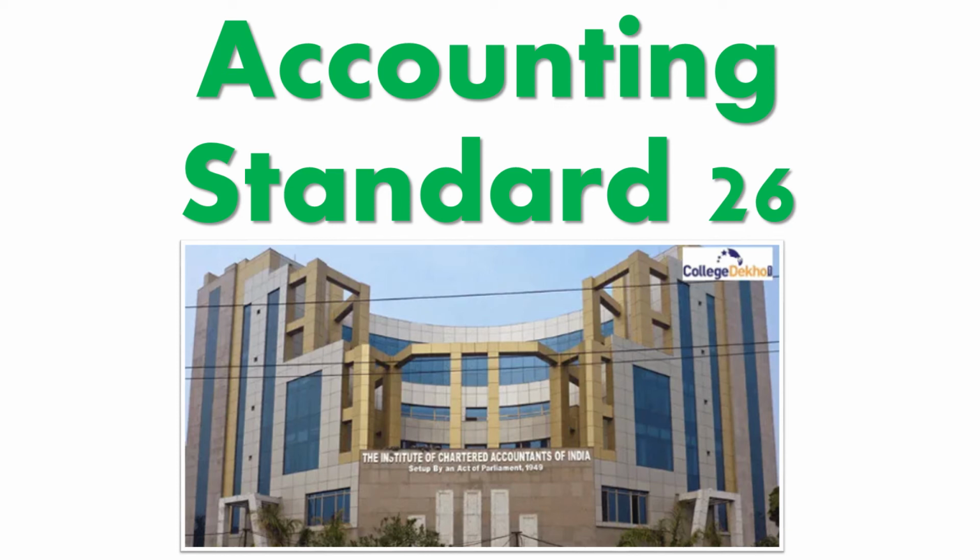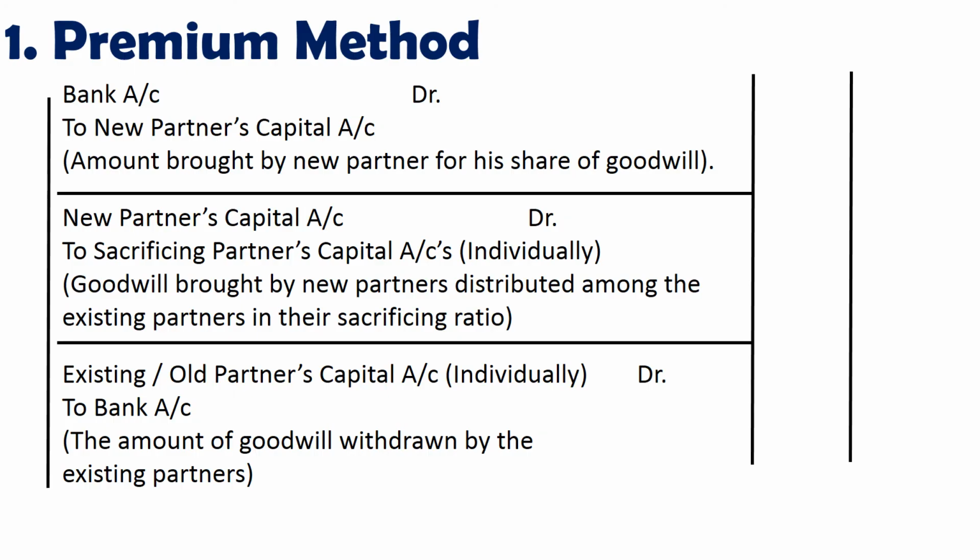That is, when a new partner brings cash for goodwill to the business, or when the new partner is not bringing anything as goodwill. In the first situation, we need to pass general entries. When cash is brought by the new partner, you write Cash Account debit to New Partner's Capital Account. When cash is brought from the new partner, you have to distribute it to the old partners, right? For that we have another entry: distribution of cash brought in by the new partner. New Partner's Capital Account debit to Old Partners' Capital Accounts as per sacrifice ratio.